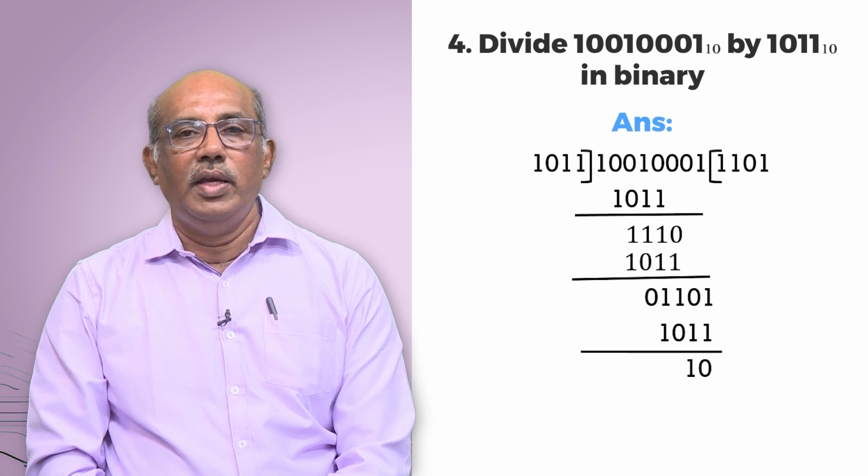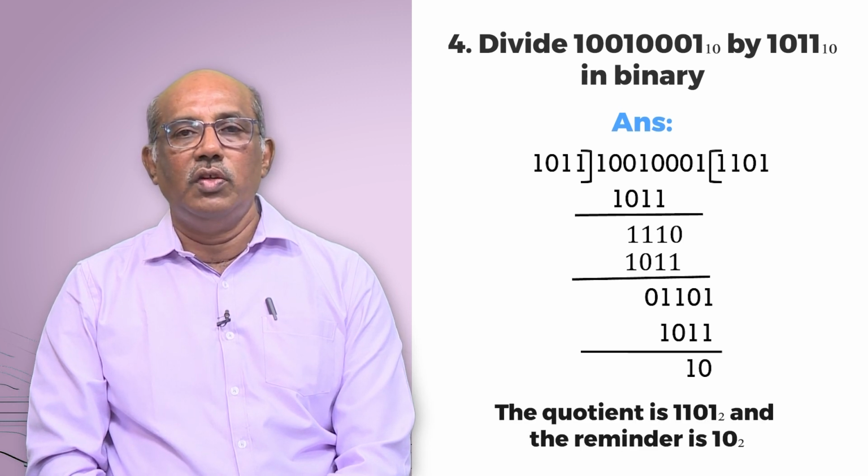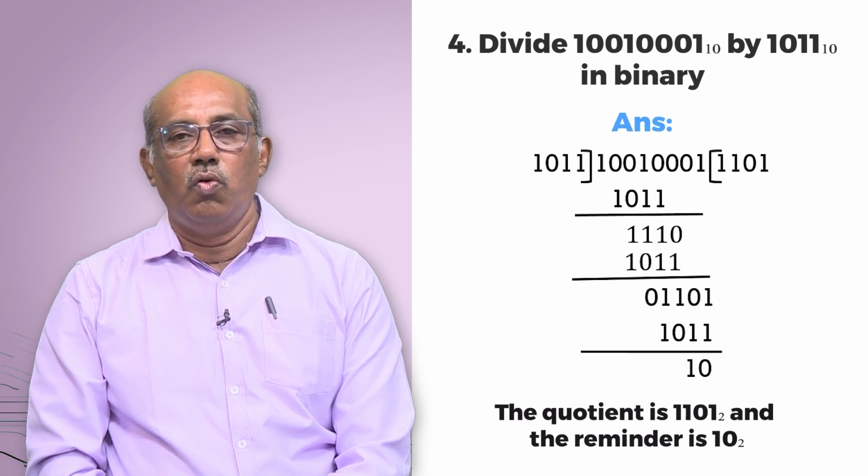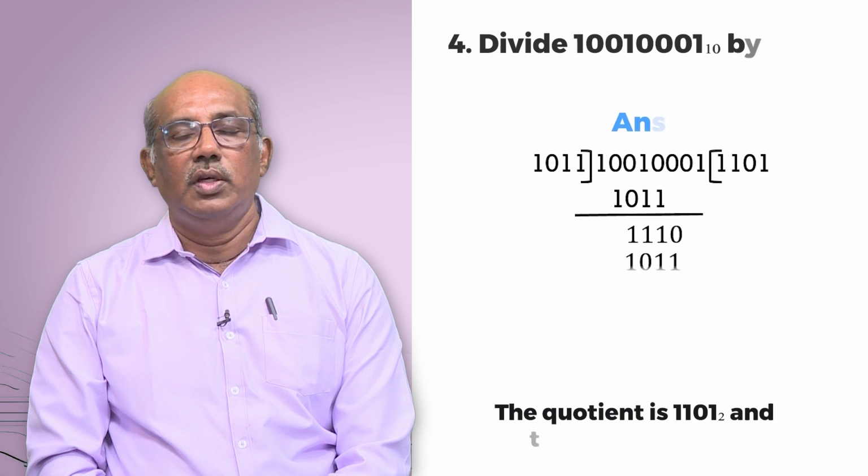So, finally, the quotient which you have got is 1101, which is the decimal number 13, and the remainder, that is the binary number 10, is equal to the decimal number 2. Therefore, when we divide 145 by 11, we get 13 as the quotient and 2 as the remainder.